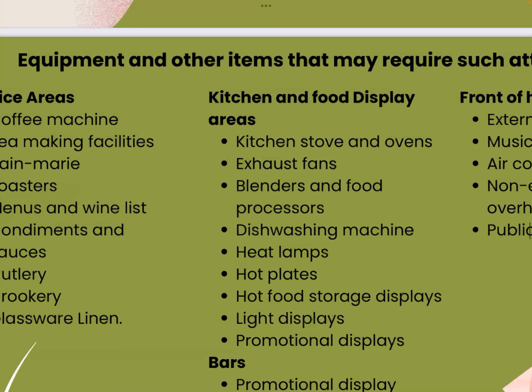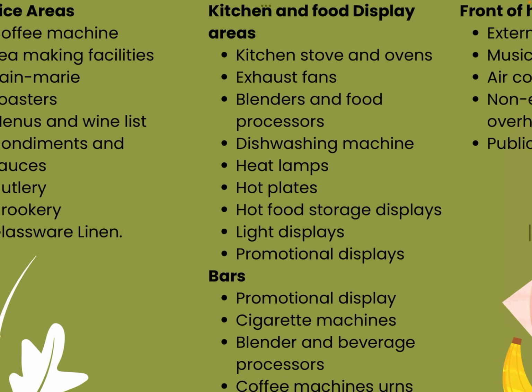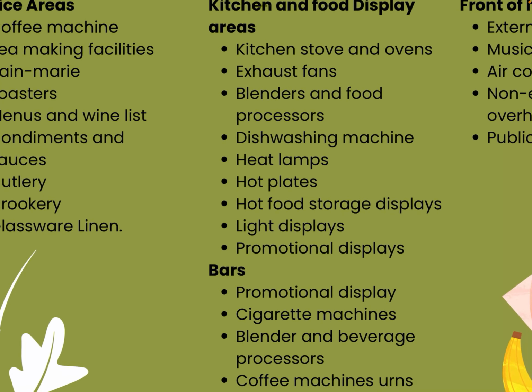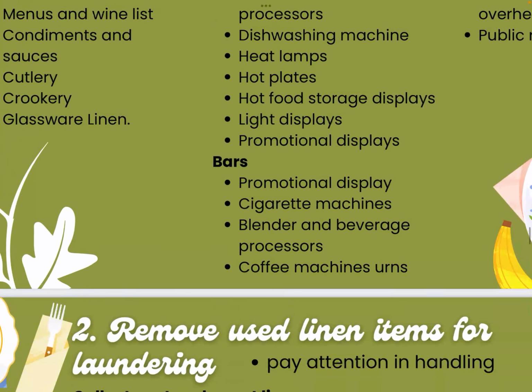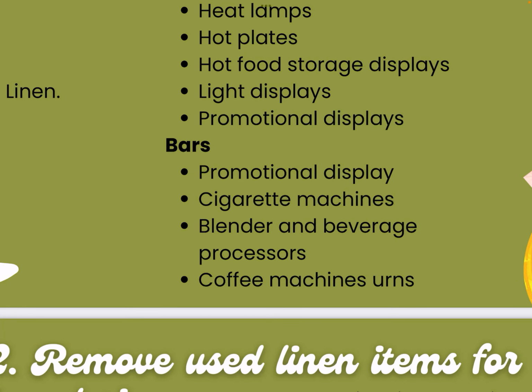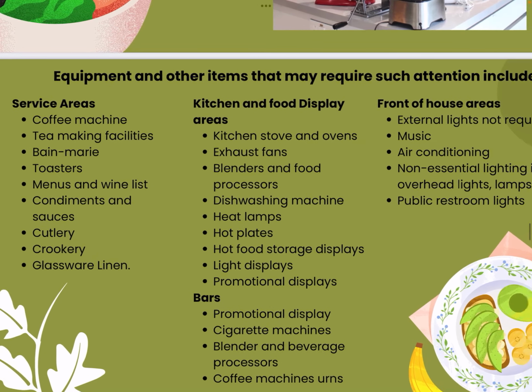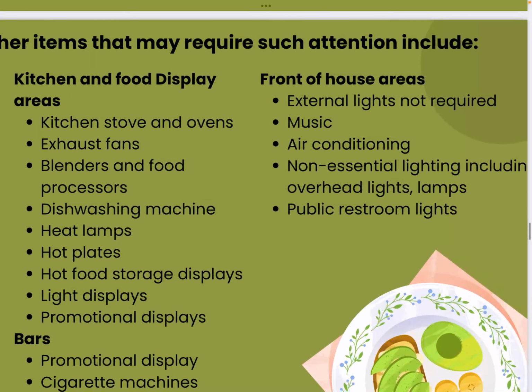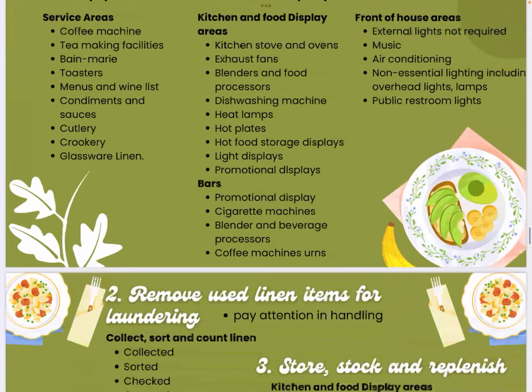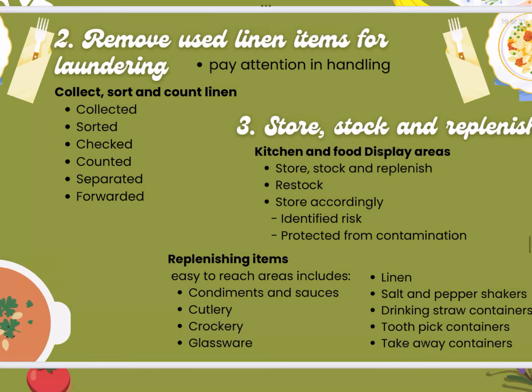Kitchen food display, so this is something that we are not really exposed to, but bars, promotional displays like cigarette machines, vendor machines, you have to make sure that this equipment is always in good condition before you close the area. Front of the house, external lights not required. Music, so any electrical equipment is what you have to check and make sure that it is always in good condition. Remove used linen for laundering.